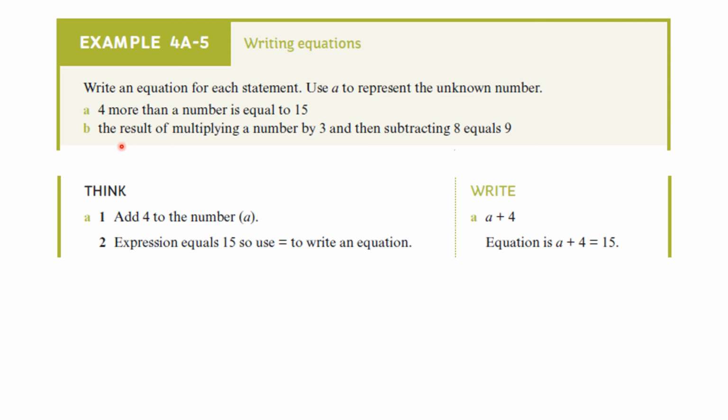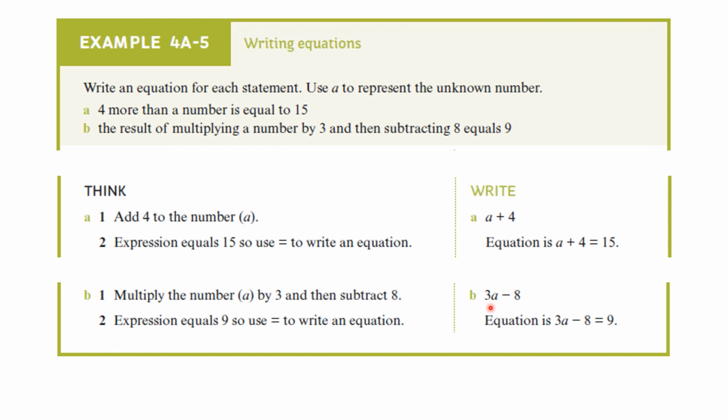Question B, the result of multiplying a number by 3 and then subtracting 8 equals 9. So a little bit more complex. First of all, I have to multiply the number by 3. Then I have to subtract 8. Then that all equals 9. Let's have a look.